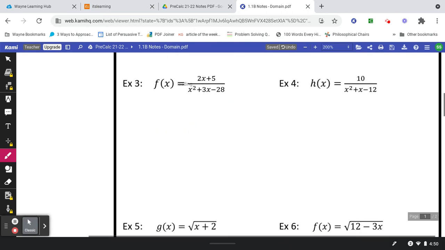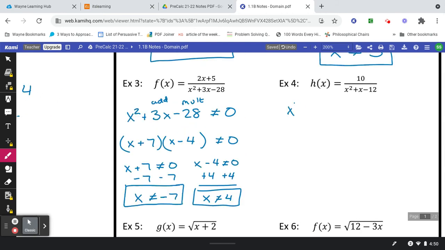All right, example 4, very similar. I'm going to take my quadratic, put a little 1 in front of that x, and say that's not allowed to be 0. Then you can factor it. See if you can find the two numbers that multiply to negative 12 and add to positive 1. I'll give you just a moment.